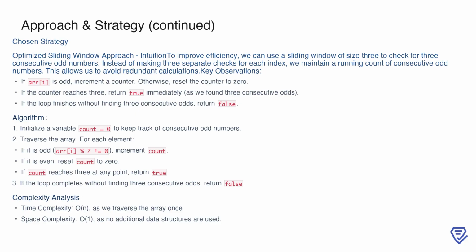If at any point the counter reaches 3, we know we've found 3 consecutive odd numbers, so we immediately return true. If the loop completes and no such sequence is found, we return false.